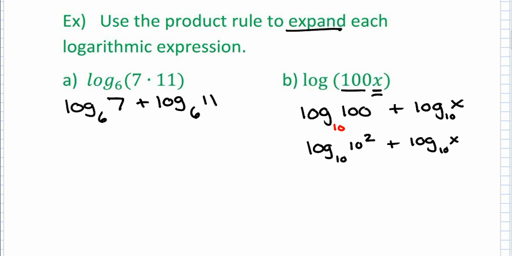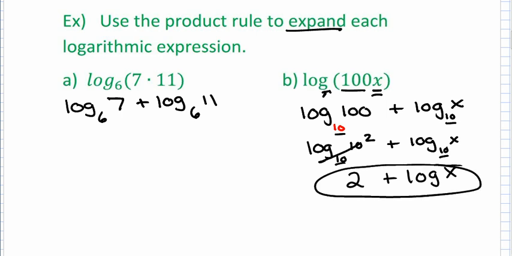Notice what happens here: these two cancel out, and remember it just becomes a 2. So it's 2 plus log of x. And we don't need to put the 10s there. I just put the 10s here so you remember that if it's not written, there is a 10 right there. That helps us to simplify so that it just becomes 2, because remember, if the base and the number are the same, they cancel each other out, and the answer is just the exponent. So here's our expanded version. It is 2 plus log of x.